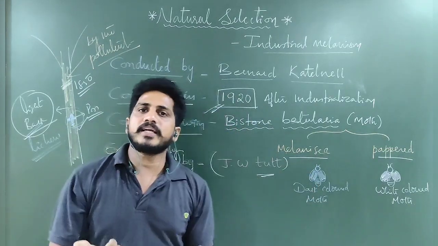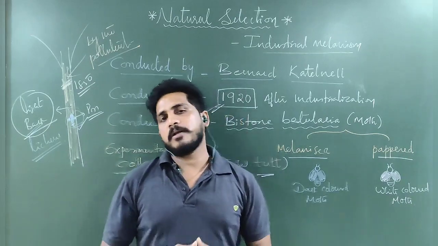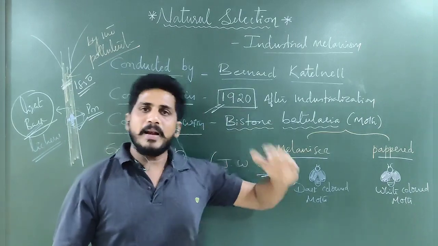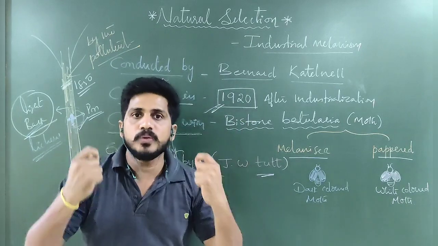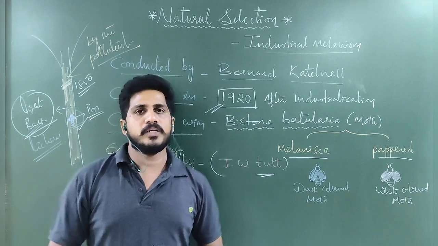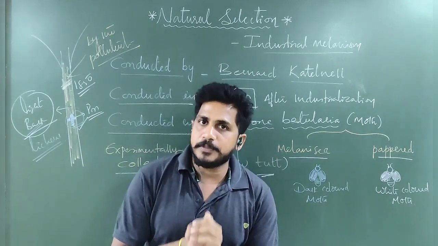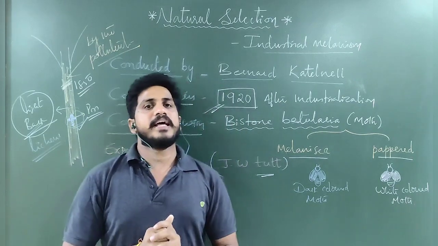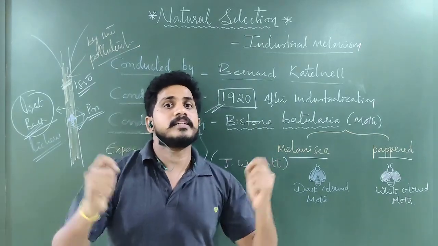So it is not that in both cases white is developed, nor in both cases dark or black is developed. According to the situation, where pollution is there, black is increasing. Where pollution is not there, white is increasing to escape from their predators. That is the catchable point here. Understand? Now this is a good example for adaptive radiation also. This is a very good example for natural selection. Nature selects both the species according to the situation.